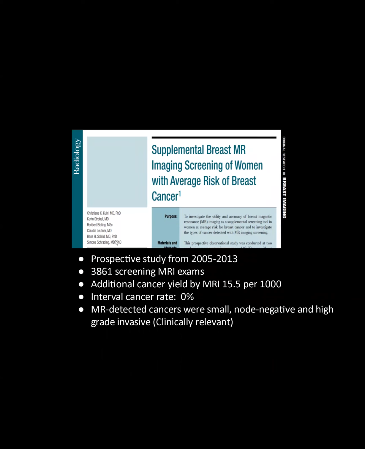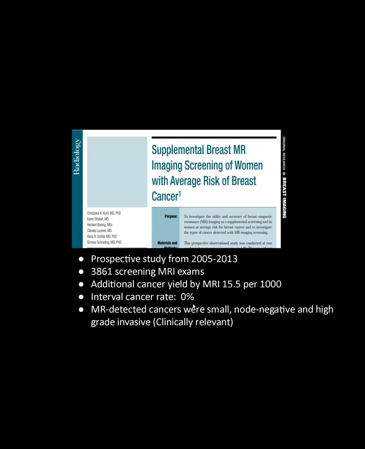Christiana Kuhl, again, the pioneer really of using breast MRI for the average risk woman, took 3,800 screening breast MRI exams. And this is very consistent across the board, found this 15.5 per thousand. And this is very important. The interval cancer rate was 0.